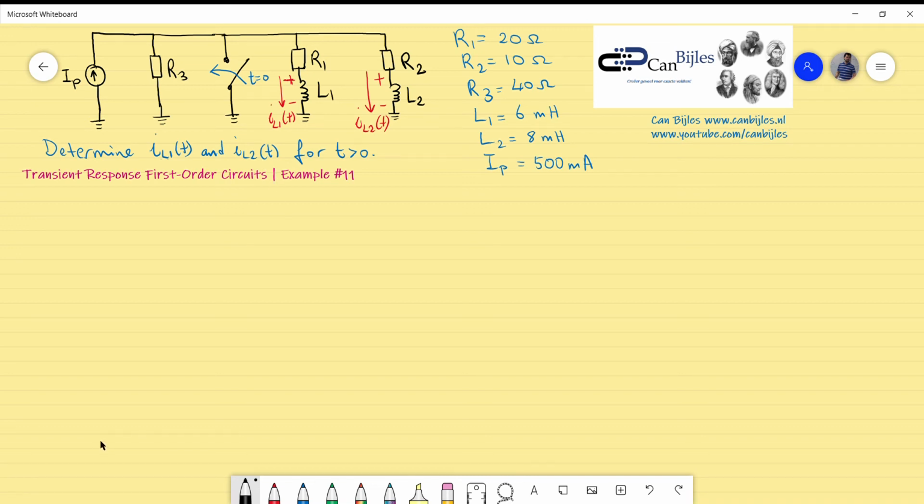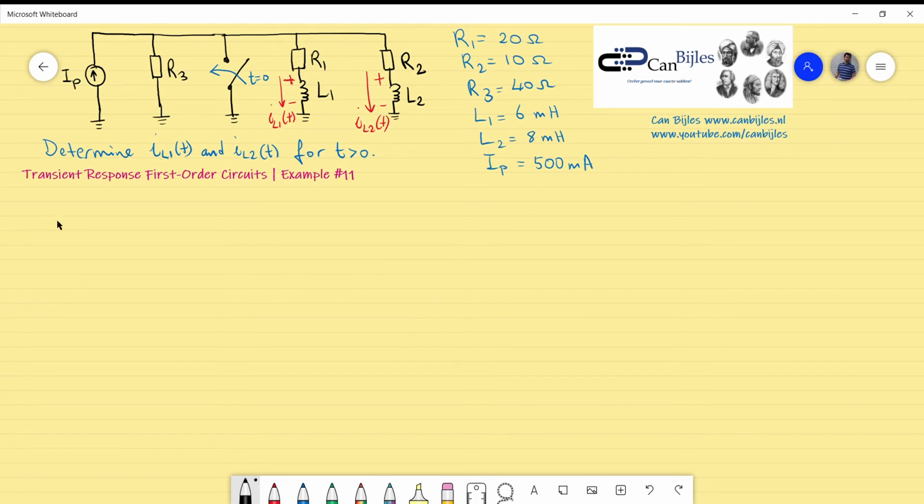Hi and welcome back. This is our 11th example about transient response of first order circuit. What we have is an RL circuit with two inductors in this case. So this is our first example with two inductors. We have a switch again, and we have an independent source, and we have three resistors R1, R2, and R3. The values are given here on the right side.